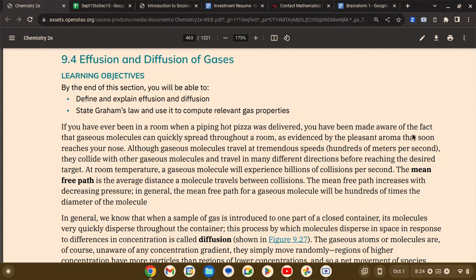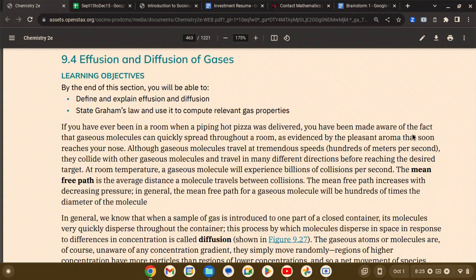By the end of the section, you'll be able to define and explain diffusion, state Graham's law, and use it to compute relevant gas properties. If you have ever been in a room when a piping hot pizza was delivered, you have been made aware of the fact that gaseous molecules can quickly spread through a room, as evidenced by the pleasant aroma that soon reaches your nose. Although gaseous molecules travel at tremendous speeds, hundreds of meters per second, they collide with other gaseous molecules and travel in many different directions before reaching the desired target.